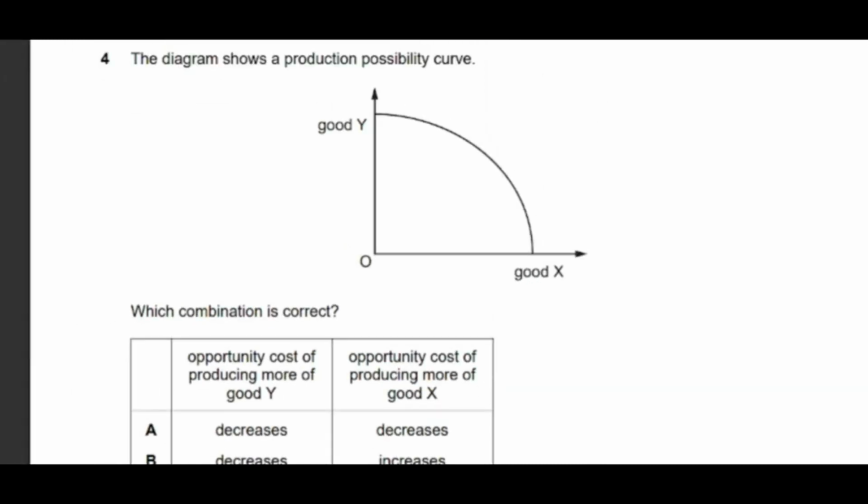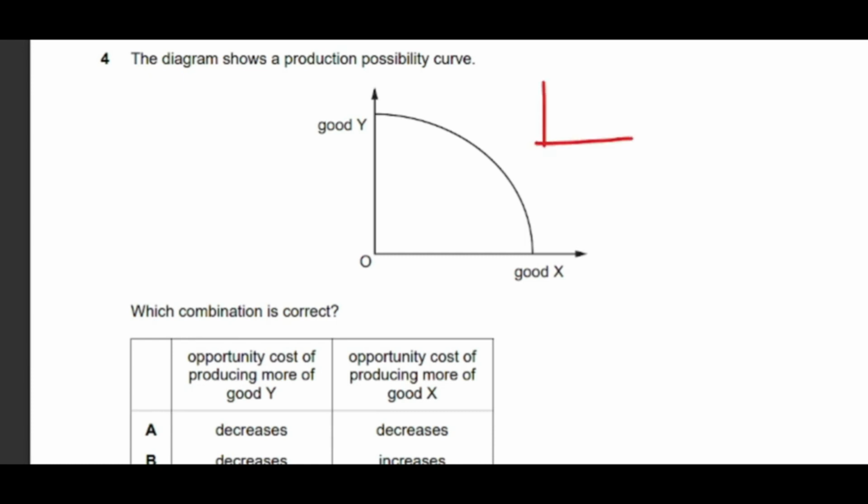Moving to question number 4, the diagram shows a production possibility curve. Which combination is correct? So D is the correct answer. Again, you can stop the video, read the question carefully. Opportunity cost of producing more Y will increase, and opportunity cost of producing more X will also increase, because whenever the graph is concave to the origin, it shows increasing opportunity cost.